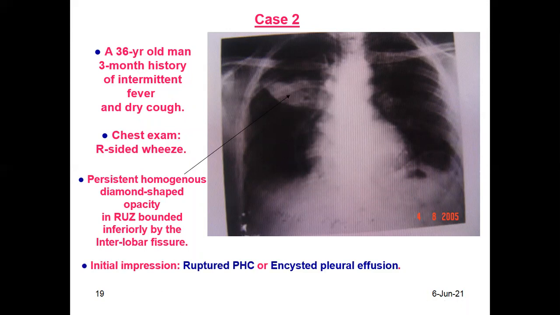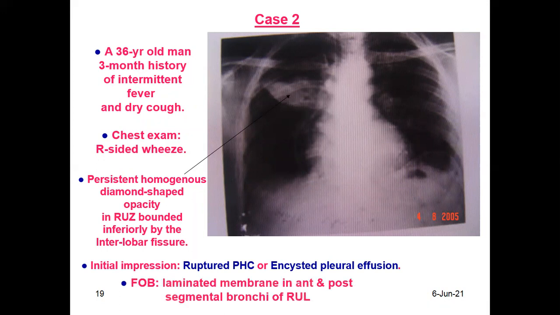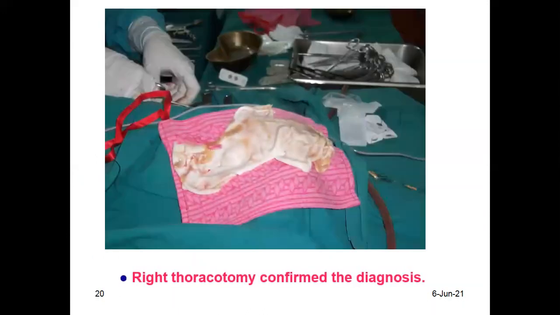The initial impression was either a ruptured pulmonary hydatid cyst or encysted pleural effusion. Fiberoptic bronchoscopy revealed a laminated membrane in the anterior and posterior segmental bronchi of the right upper lobe, and right thoracotomy confirmed the diagnosis. That was the big laminated membrane of the ruptured cyst.